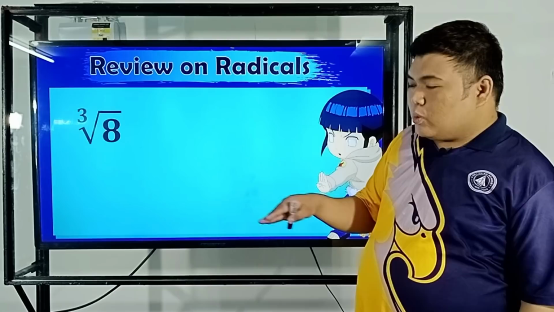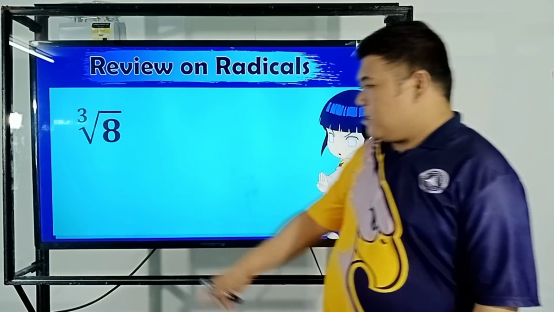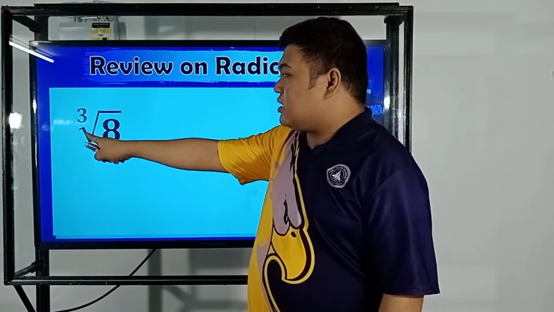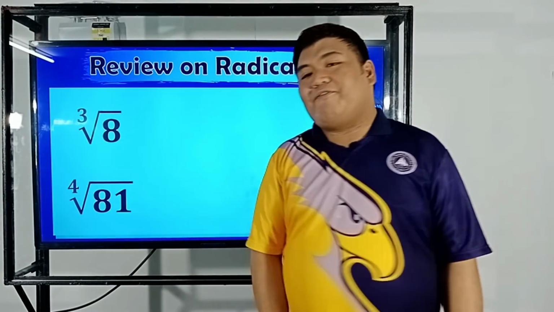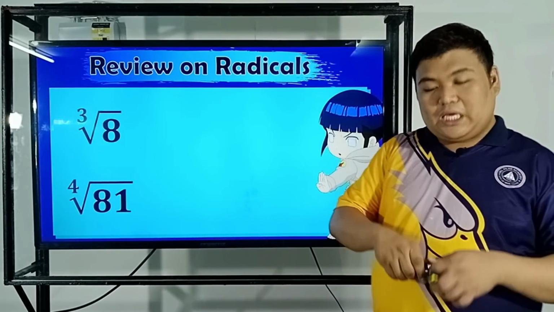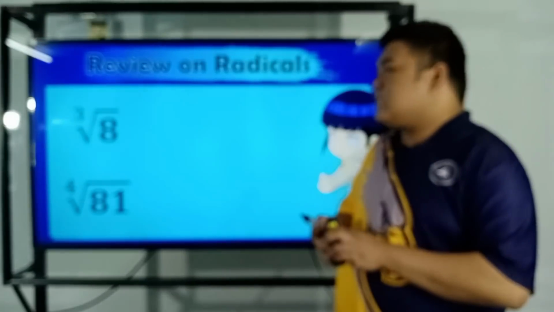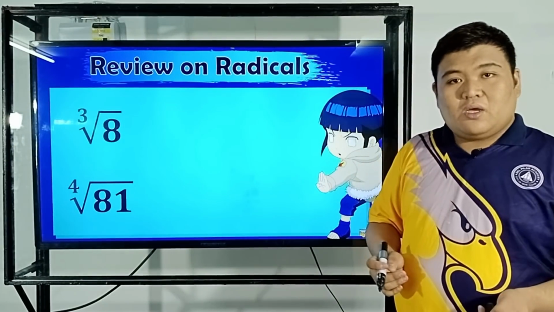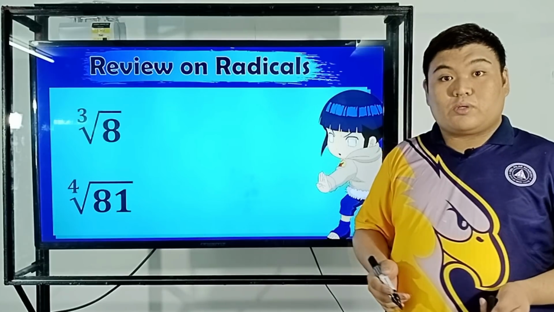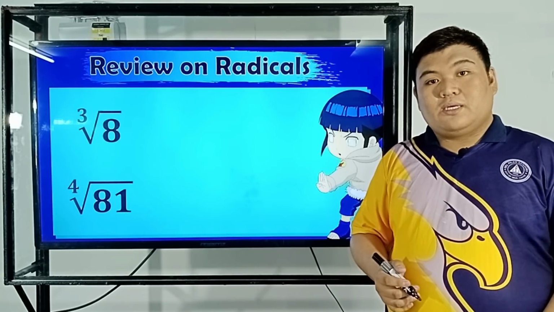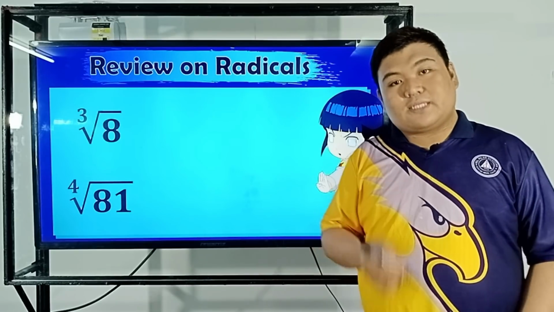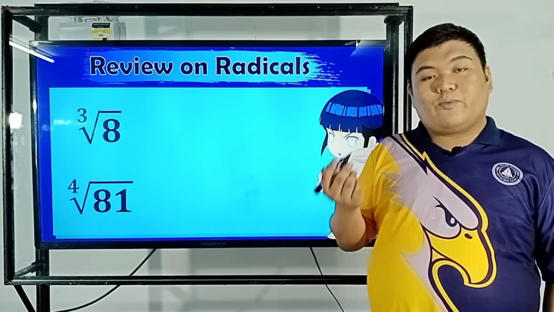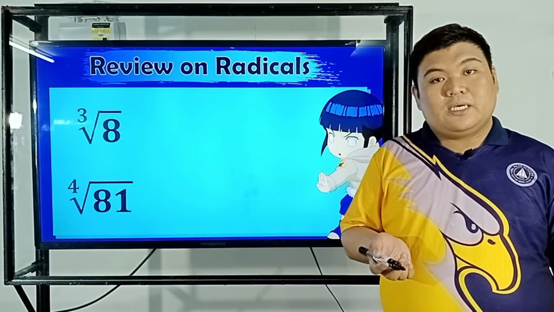I have here two numbers. I have here the cube root of 8 and the fourth root of 81. Now, let's have first the cube root of 8. What is the cube root of 8? Ano yung number na pag minultiply ng 3 beses sa sarili niya, the answer will be 8.